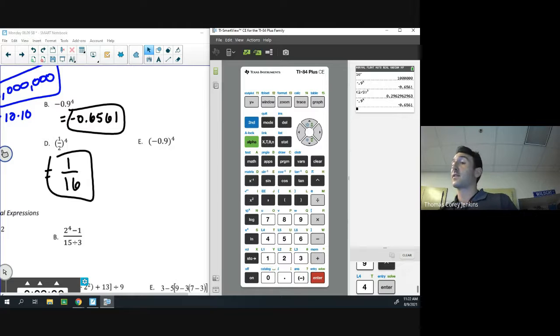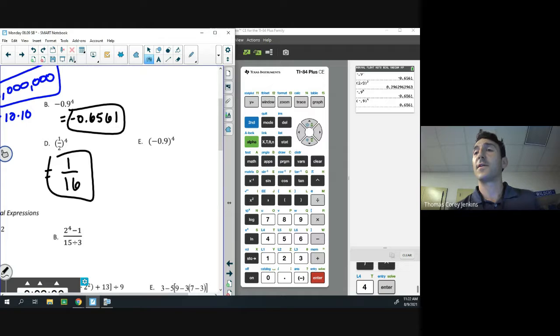Now, the difference here is we have parentheses, so I'm going to actually type those. Parentheses, negative 0.9, close parentheses, to the 4th. And mine says, I know that's hard to see, but it says positive 0.6561. So it turns out it does make a difference, okay? Those parentheses do make a difference. All right, so that's going to give you 0.6561.